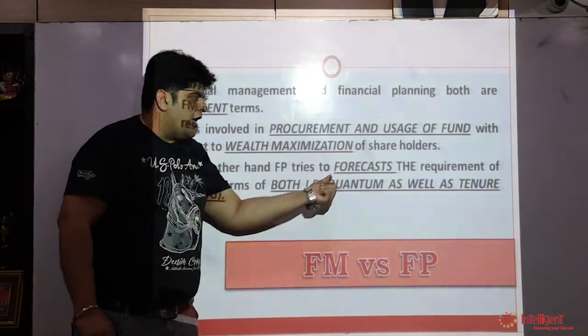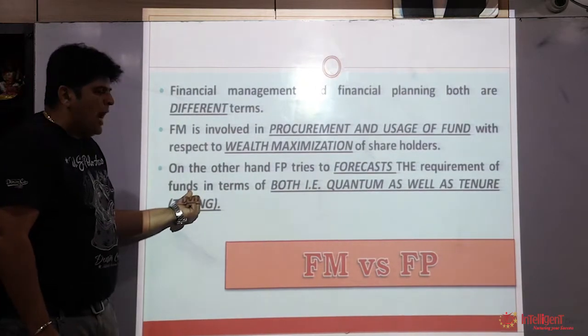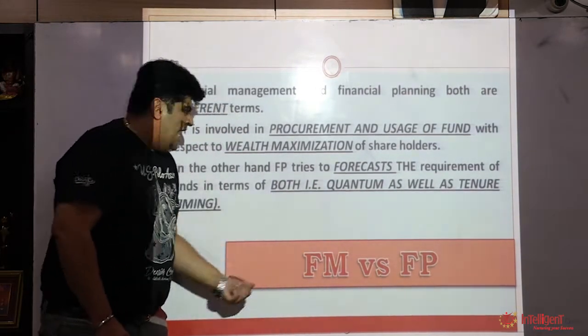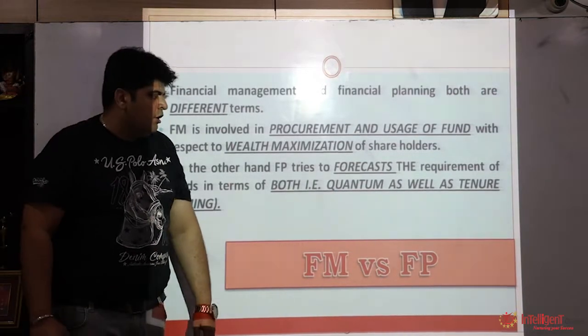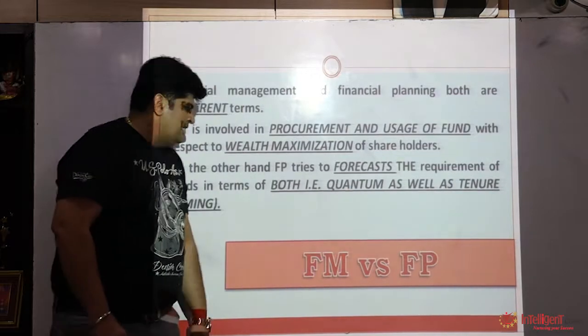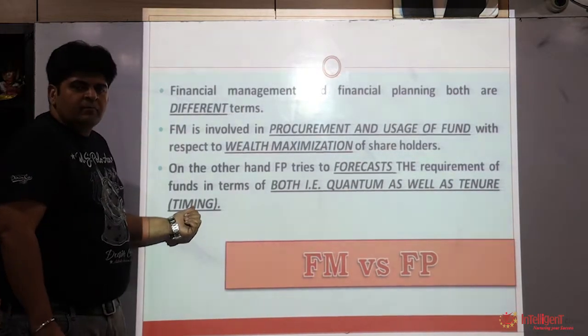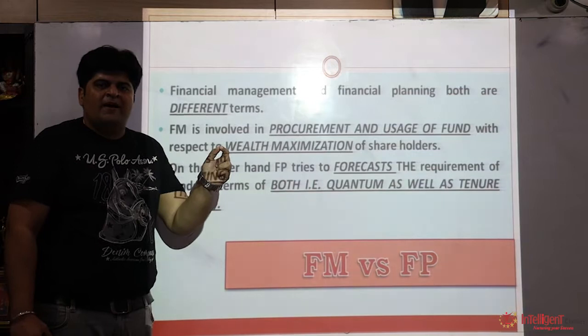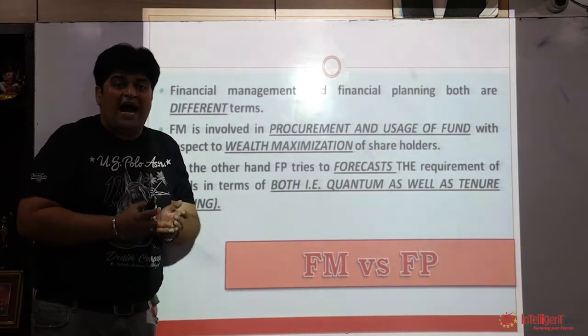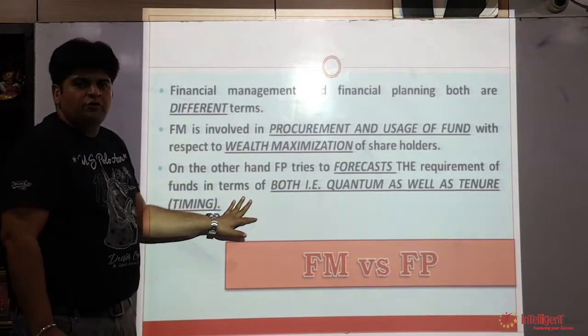So financial planning is trying to forecast the requirement of fund both in terms of quantum as well as in terms of tenure. My dear friends, quantum stands for quantity and tenure stands for timing. If you just understand, a few minutes back I told you that financial planning is all about getting the right quantity of fund at right time.